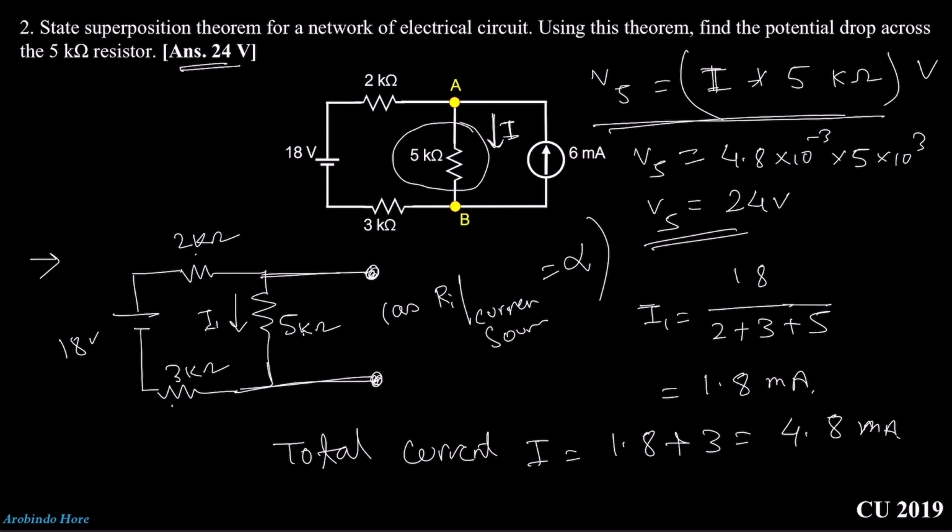Whenever you see any superposition theorem problem, what do you need to do? Just do the calculation with only one source at a time. And when you do the calculation, replace the other source by its internal resistance and calculate the individual current or voltage. Then just do the addition or subtraction.